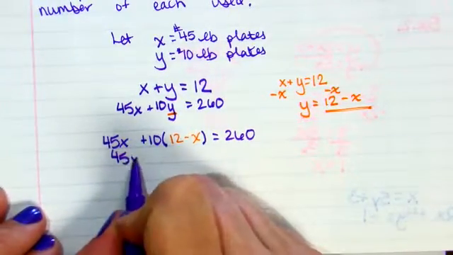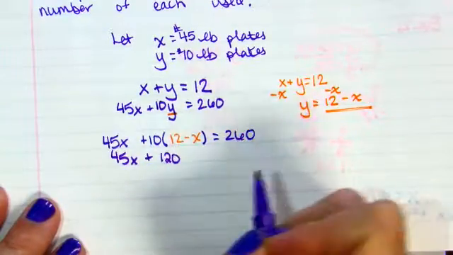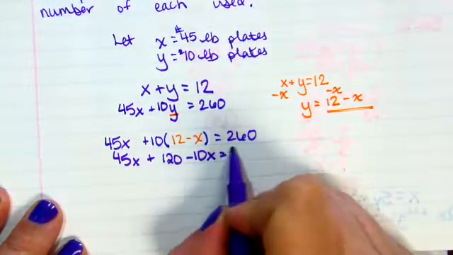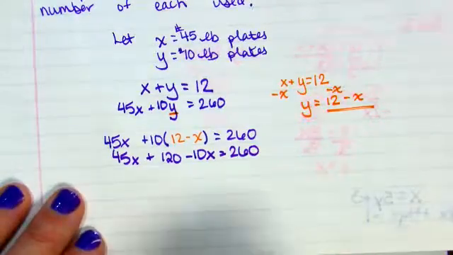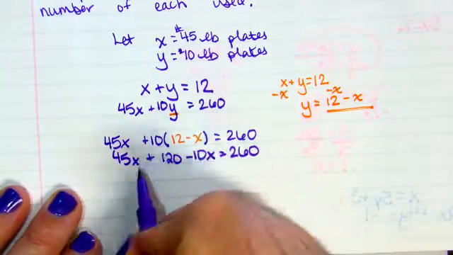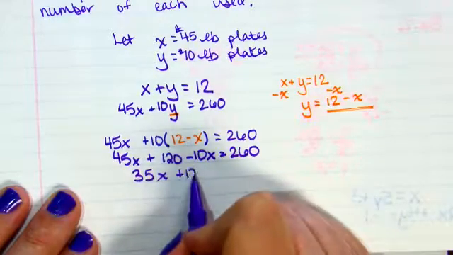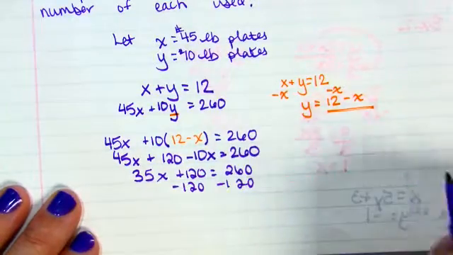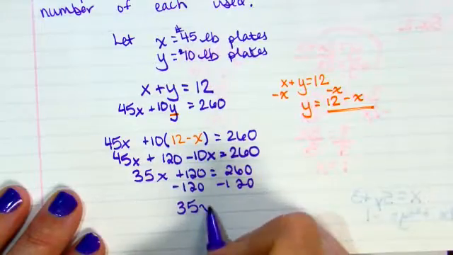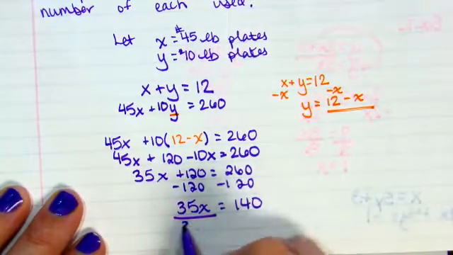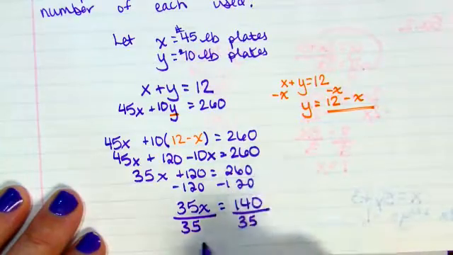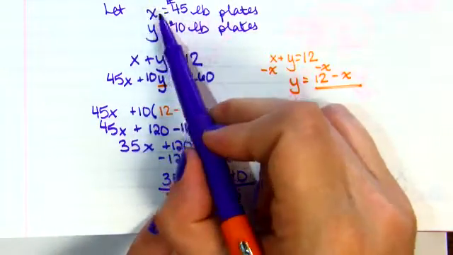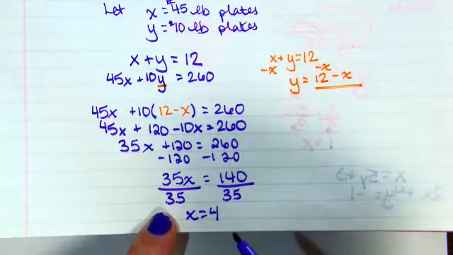So 45x plus 10 times 12 is 120, minus 10x equals 260. So if I do 45x minus 10x, I have 35x plus 120 equals 260. Subtract 120 from each side. I get 35x equals 140. Divide each side by 35, and I get x equals 4. So what that tells me is 4 45-pound plates were used.